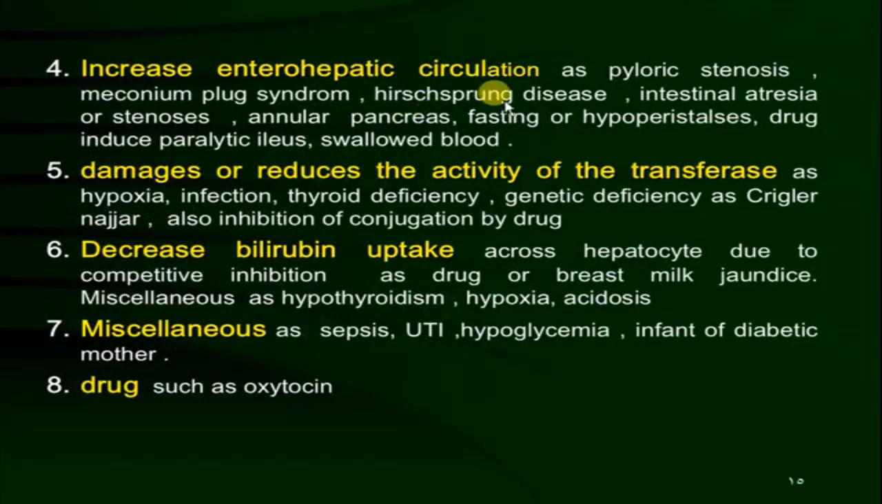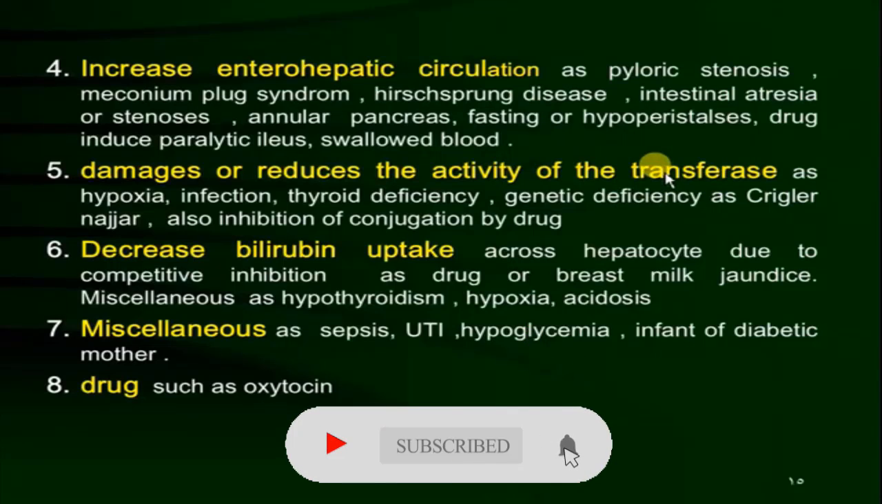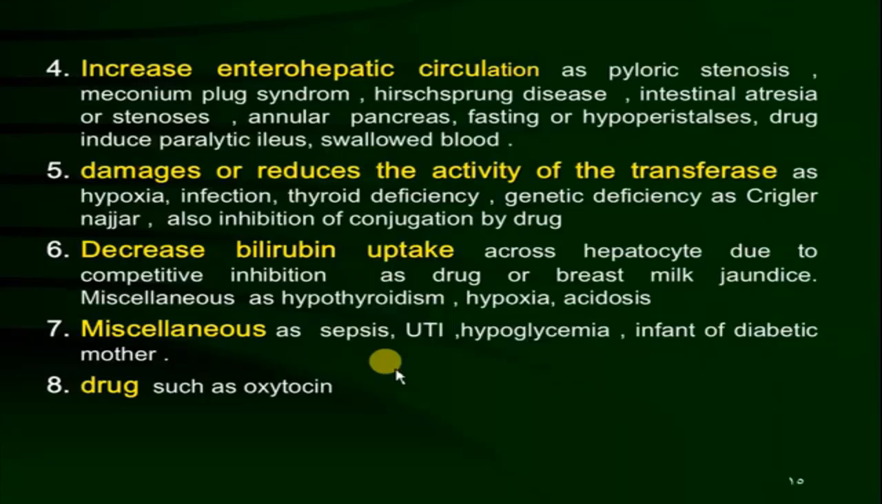Increase in enterohepatic circulation, as in cases of meconium plug syndrome, Hirschsprung disease, pyloric stenosis, and so on. Damage or reduce the activity of the enzyme uridine diphosphate glucuronosyltransferase, as in hypoxia, infection, thyroid deficiency, or genetic deficiency of this enzyme, as in Crigler-Najjar. Decrease bilirubin uptake across the hepatocyte, as in cases of drug or breast milk jaundice, or hypothyroidism. Miscellaneous causes include sepsis, UTI, hypoglycemia, infant of diabetic mother, and drugs such as oxytocin.